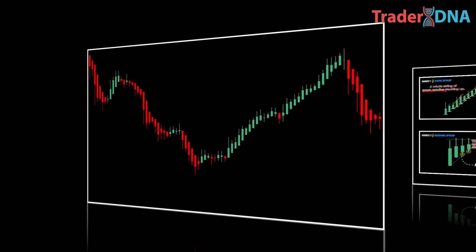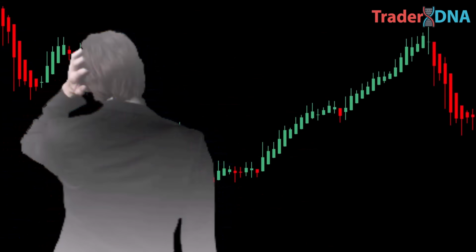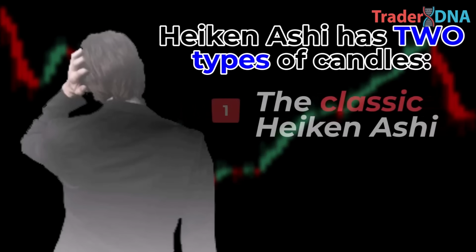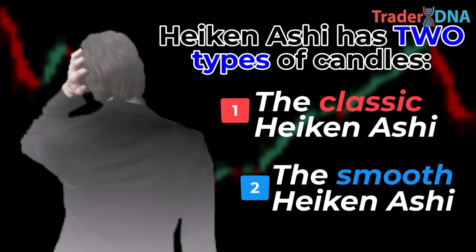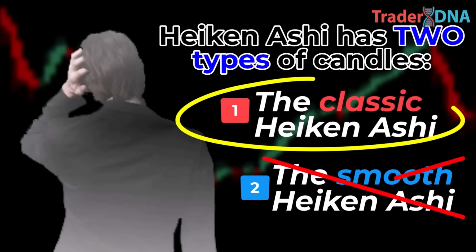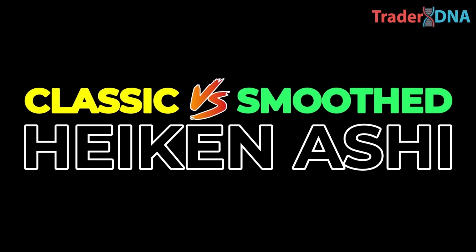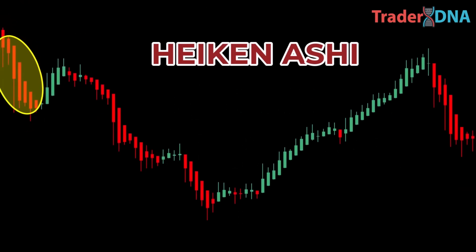Okay, here's the deal. Most traders are messing this up and they don't even realize it. Heiken Ashi has 2 types of candles, the classic and the smoothed. But guess what? Almost everyone only uses the classic, and that's why they keep getting confused. But not us. We're going way deeper. So check this out. Heiken Ashi isn't just some fancy name. It's a candlestick technique that smooths out the price action.